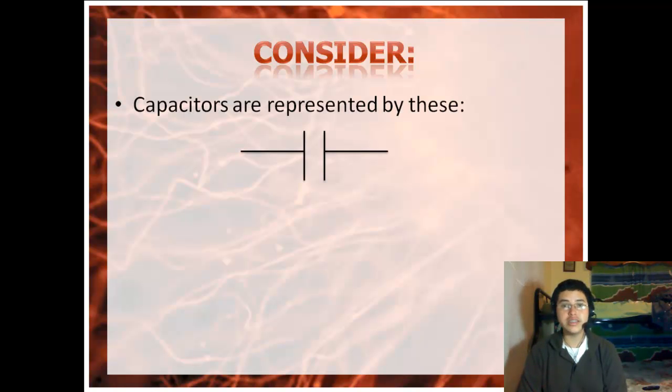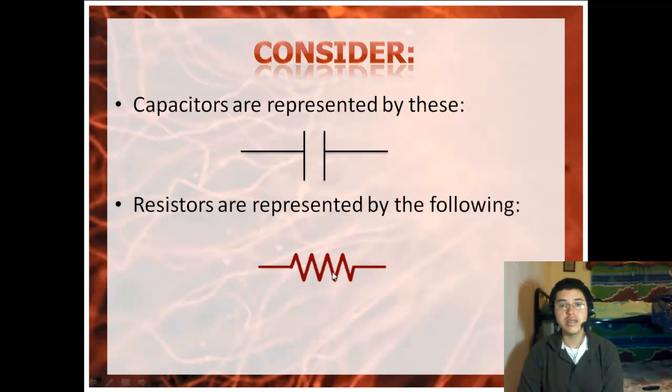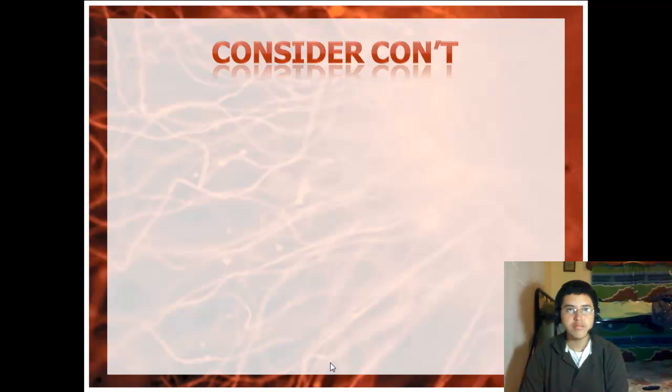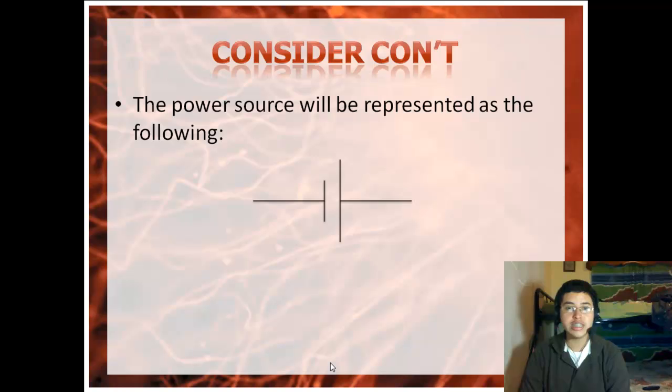Capacitors are represented by these parallel lines with the connected lines to it. And resistors are represented by the following image, as you can see here. The power source will be represented as the following: a long line and beside it a small, shorter line. The long line is always positive and the short line is always negative.